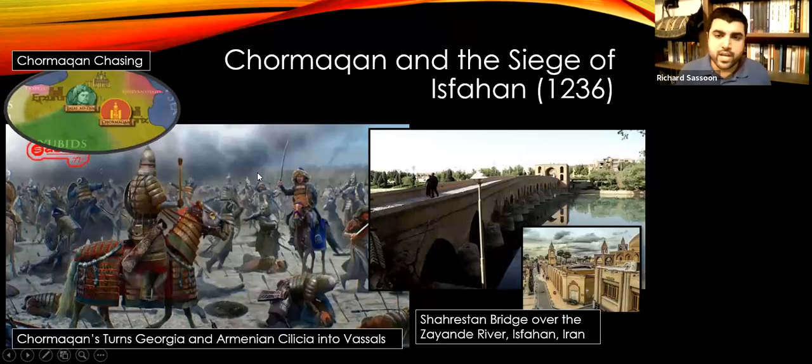Just for clarity, that Shahrestan Bridge did exist during this time period. It's one of the oldest bridges that still survives in that part of Iran, and it was built by the Sasanians. So by this point, it was already 600 years old. So you can imagine this is exactly what it would look like, more or less, when Chormaqan besieged the city.